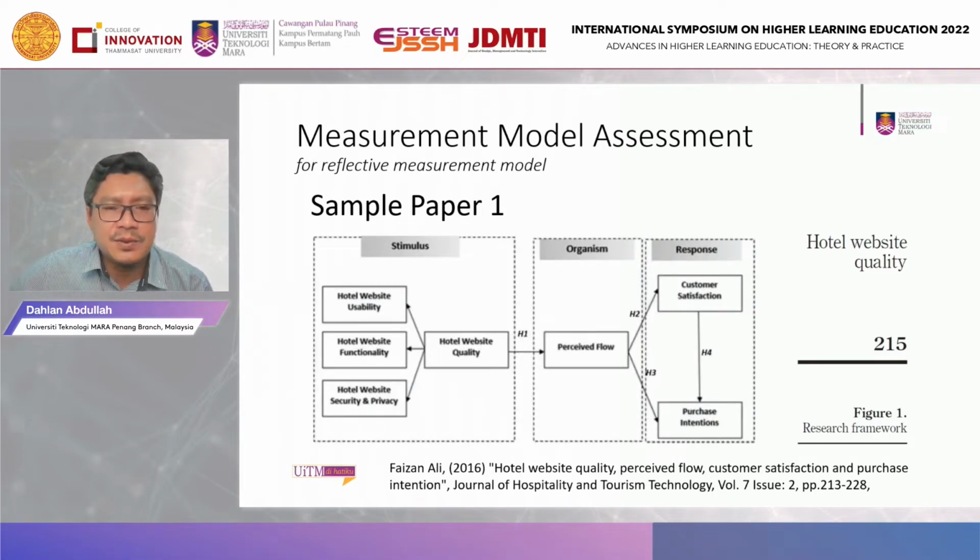To look at the influence of website quality on perceived flow, on customer satisfaction, and then the purchase intention. How does hotel website quality influence perceived flow? How does perceived flow influence customer satisfaction? And how do perceived flow and customer satisfaction influence purchase intention? And then in this model, they have used a hierarchical component model, or we call it first order and second order construct. To measure hotel website quality, this construct is measured through 3 different dimensions here.